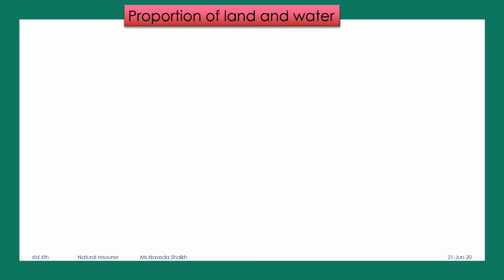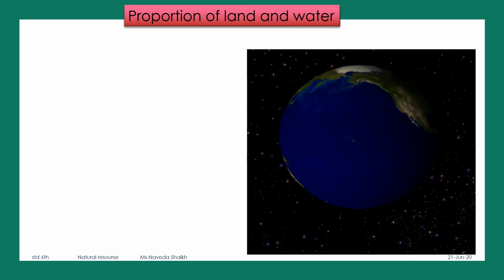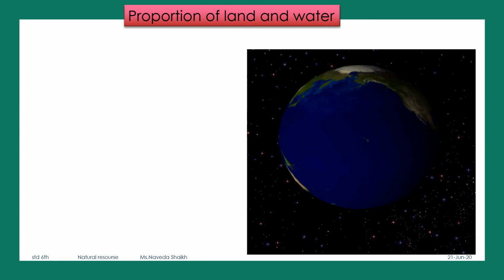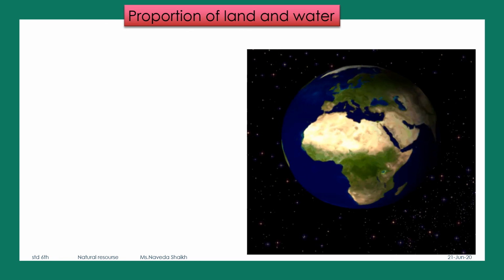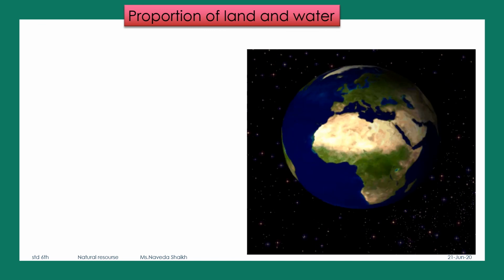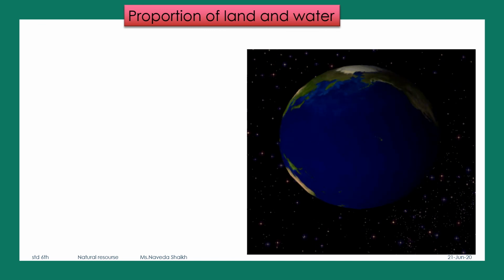Okay? Now, you have to learn about the proportion of land and water. How much amount of land is there and how much amount of water is there. If you see our planet Earth, if you look at this globe itself, you will come to know that as compared to land, you have more amount of water present.